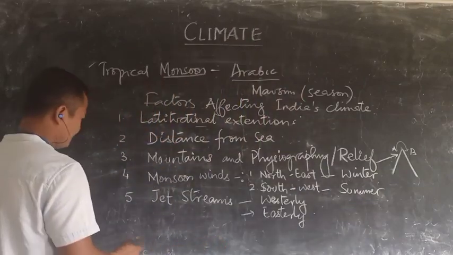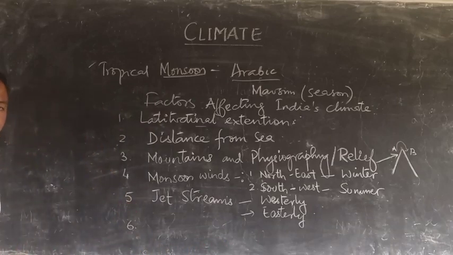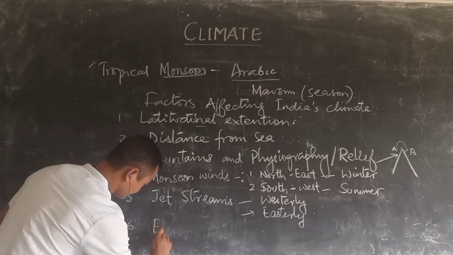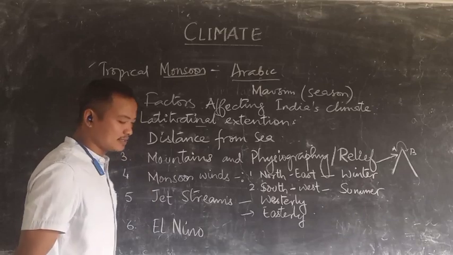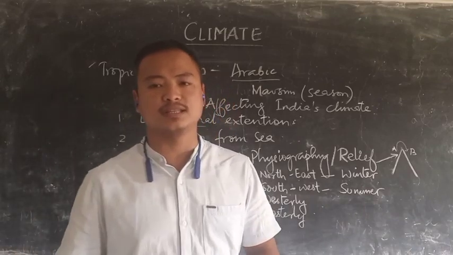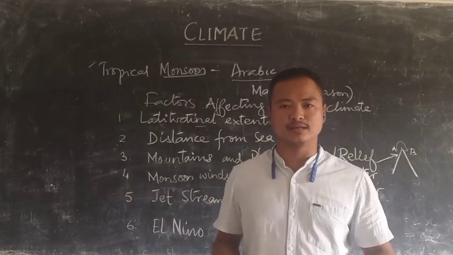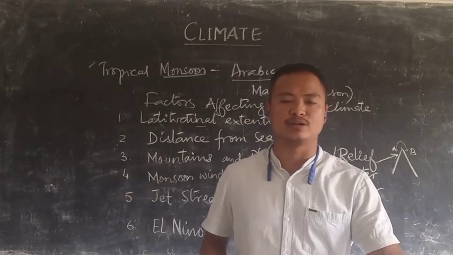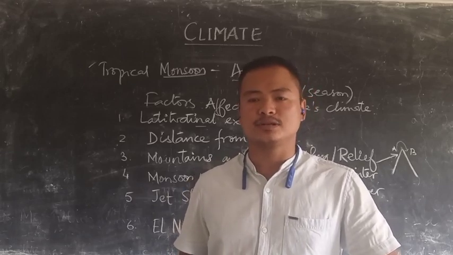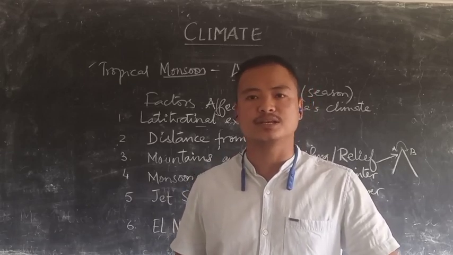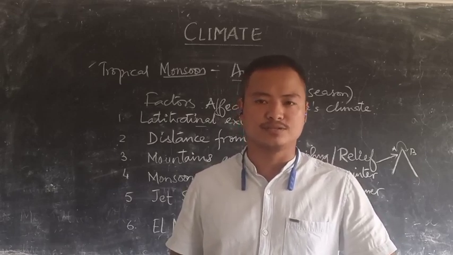Apart from these five factors, there is a sixth factor, known as the El Nino effect. El Nino and Southern Oscillation, we call it. When we talk about the southern oscillation, it's actually the movement of water from one ocean to another, usually happening in the southern part of the globe. The water from the Indian Ocean, the Atlantic Ocean and the Pacific Ocean mix with each other in the southern part of the globe, and thus we call it southern oscillation.